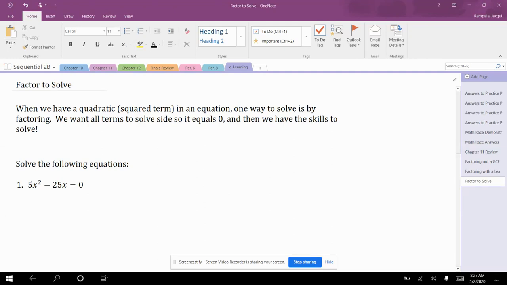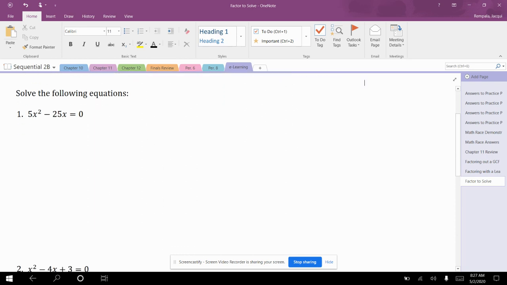Today we are going to be reviewing how to factor to solve. When we have a quadratic, remember a quadratic means that there's a squared term in the equation. One way for us to solve this is by factoring. As long as we have all terms to one side, so it equals 0, then we're going to have the skills in order to solve.